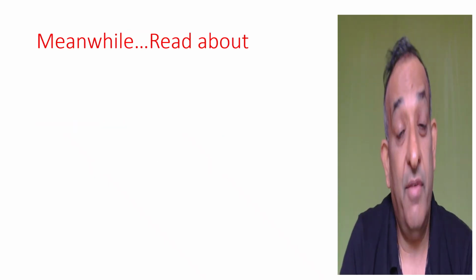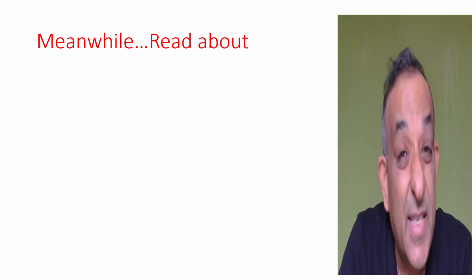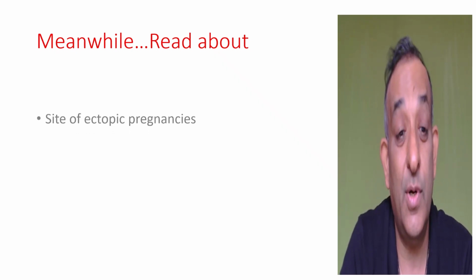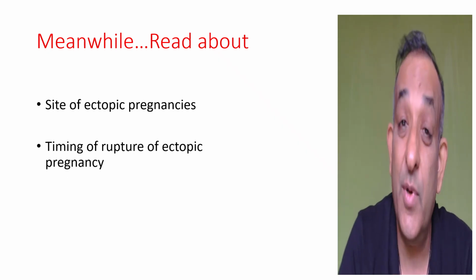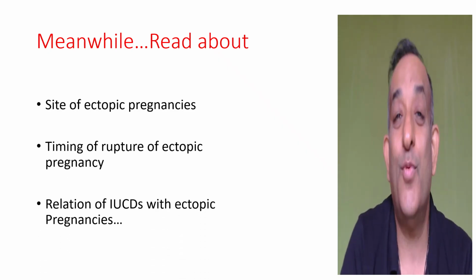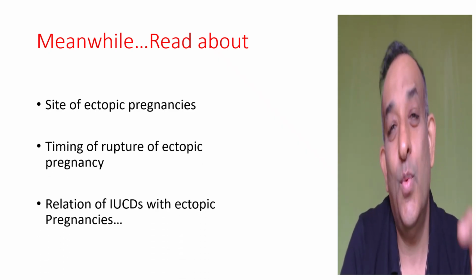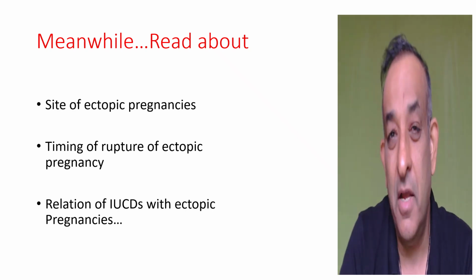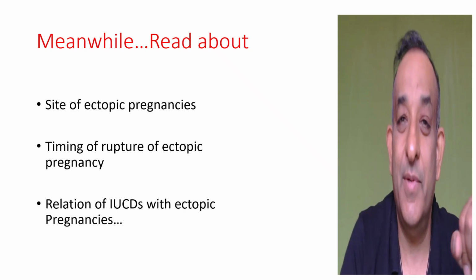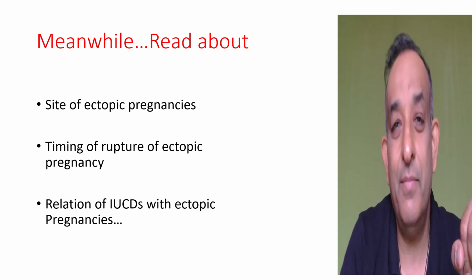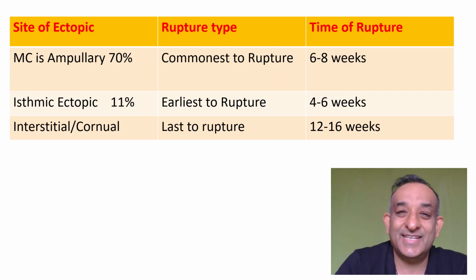So after knowing this, please go back to the basics of ectopic pregnancy. Do read about what is the common site of ectopic pregnancies, what is the timing of rupture of ectopic pregnancies, and what is the relation of IUCDs with ectopic pregnancies, whether there's a relation, if at all. Okay, do find time and read this, but just in case you don't find time, here's a quick recall of what I just asked you.